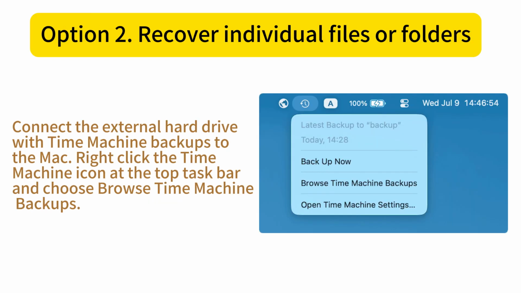Connect the external hard drive with Time Machine backups to the Mac. Right-click the Time Machine icon at the top taskbar and choose Browse Time Machine Backups.